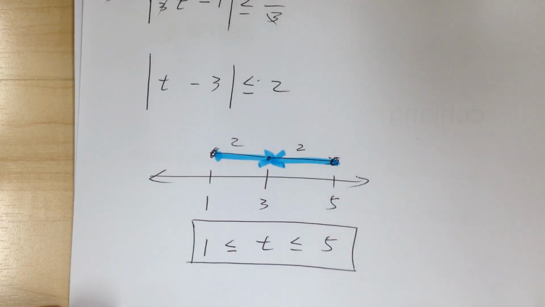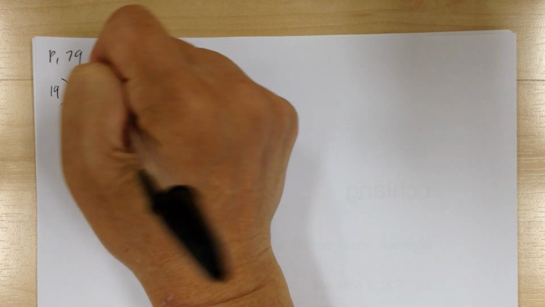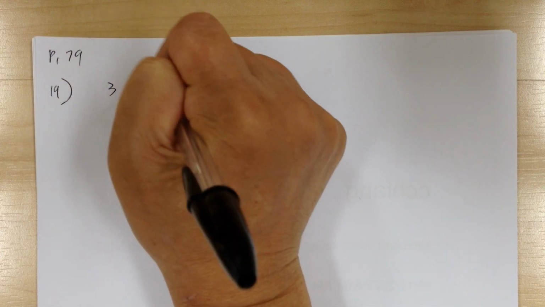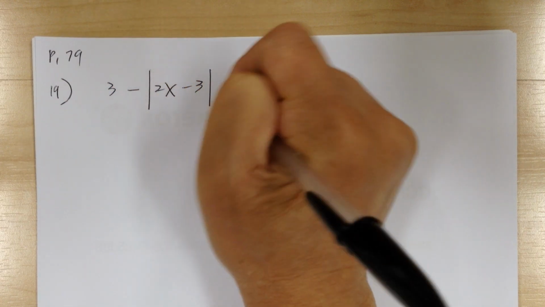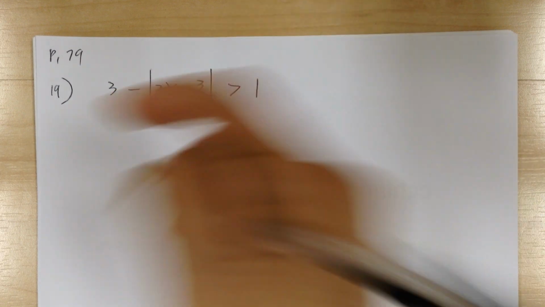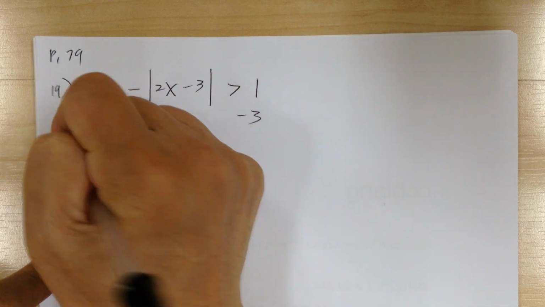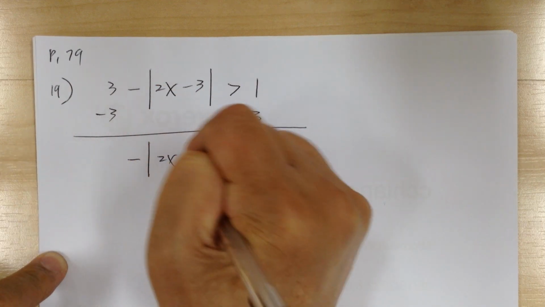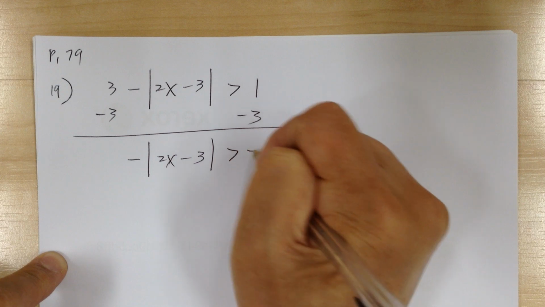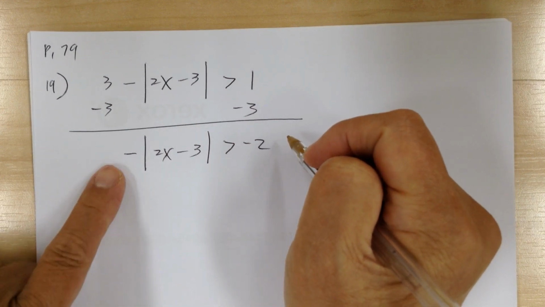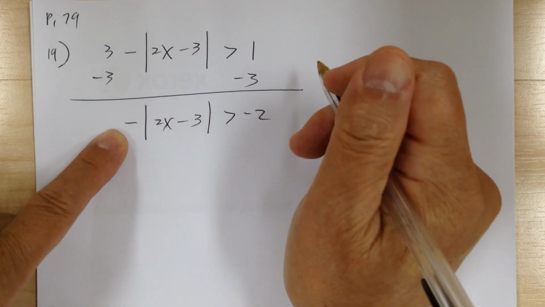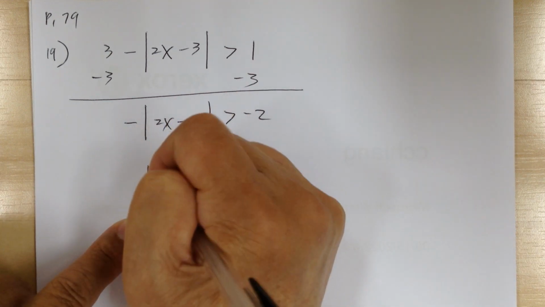Okay, let's go to the next one. Okay, you have 3 minus absolute value of 2x minus 3 greater than 1. Okay, so first we have to get rid of all the stuff on the outside. So we need to minus 3 on each side. So you get negative absolute value of 2x minus 3 is greater than negative 2. Okay, then we need to multiply by negative 1 or divide by negative 1. Okay, so let's go and multiply by negative 1.